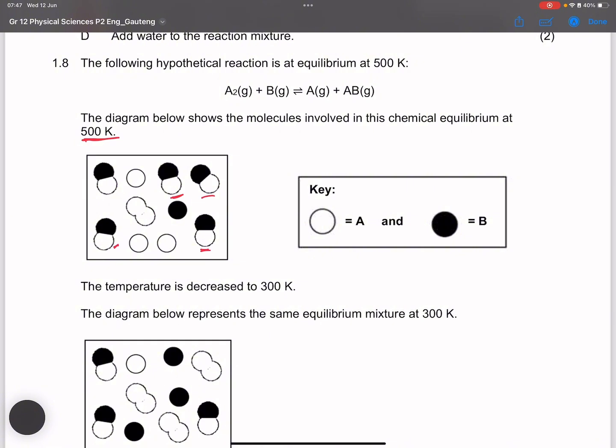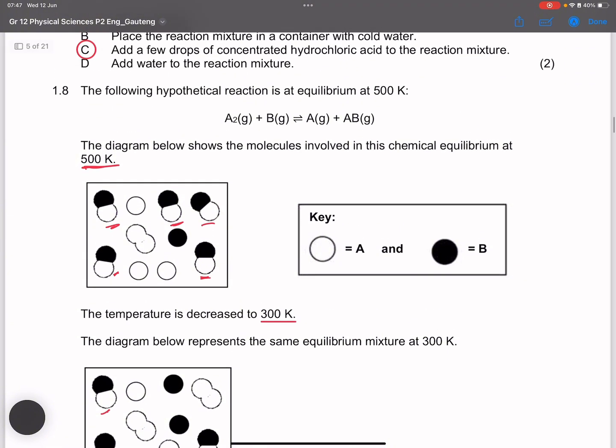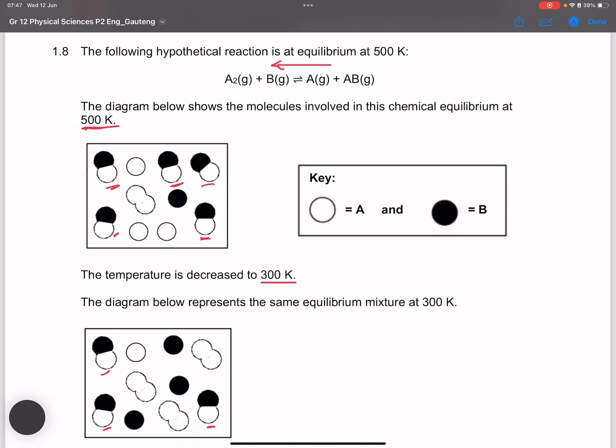They say the temperature is decreased to 300 Kelvin. So now they're saying we decrease temperature. Let's see what will happen to the amount of AB. I see I had 4 initially, in fact I had 5 even. But now the amount of AB has decreased. What does that tell you? That an increase in temperature must have then favored the reverse reaction, so that we now have a decrease in the amount of AB. So what this tells you is that a decrease in temperature, remember, favors the exothermic reaction.